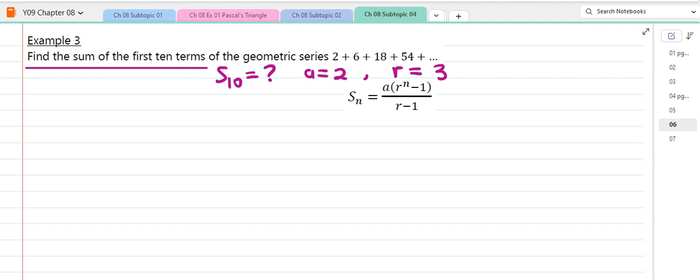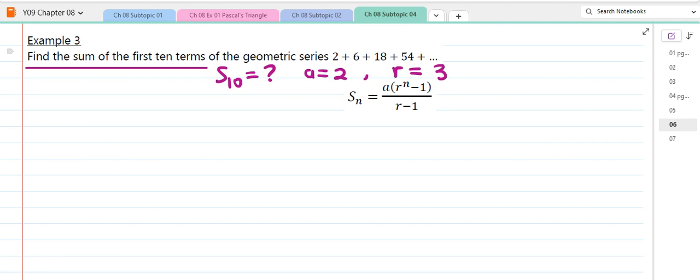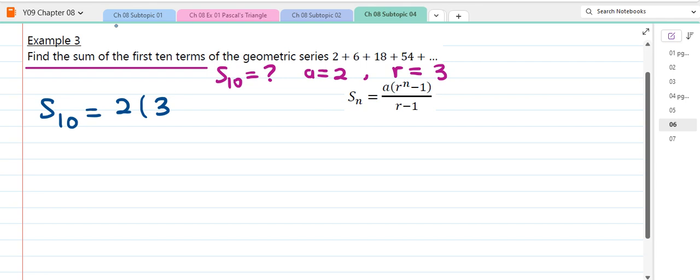So this one, you can straight away apply the formula. Since r is more than 1, you are using the second formula, which is a(r^n − 1)/(r − 1). So let's begin. S10 equals a is 2, bracket, r is 3 to the power of n, which is 10, everything minus 1, over r − 1, which is 3 − 1. So this one is a direct calculation. You can use a calculator.